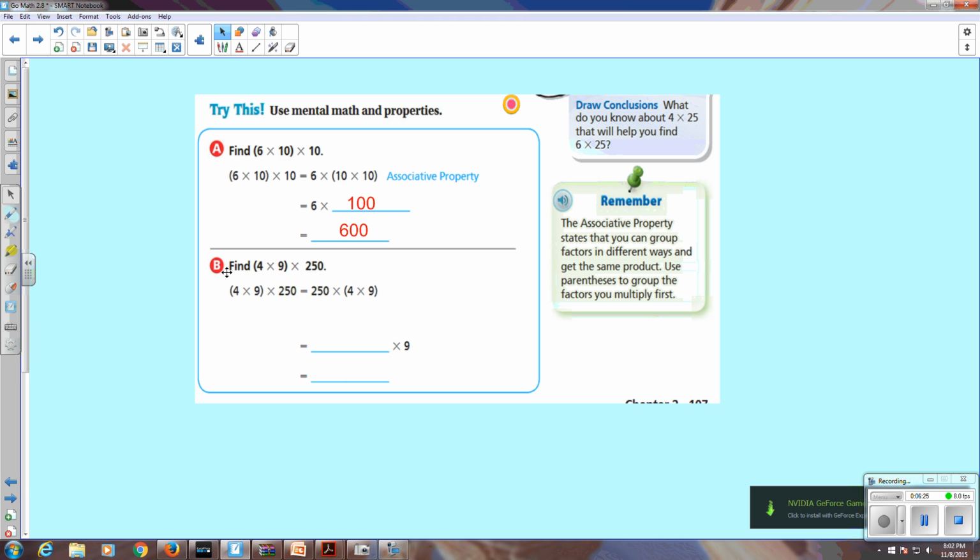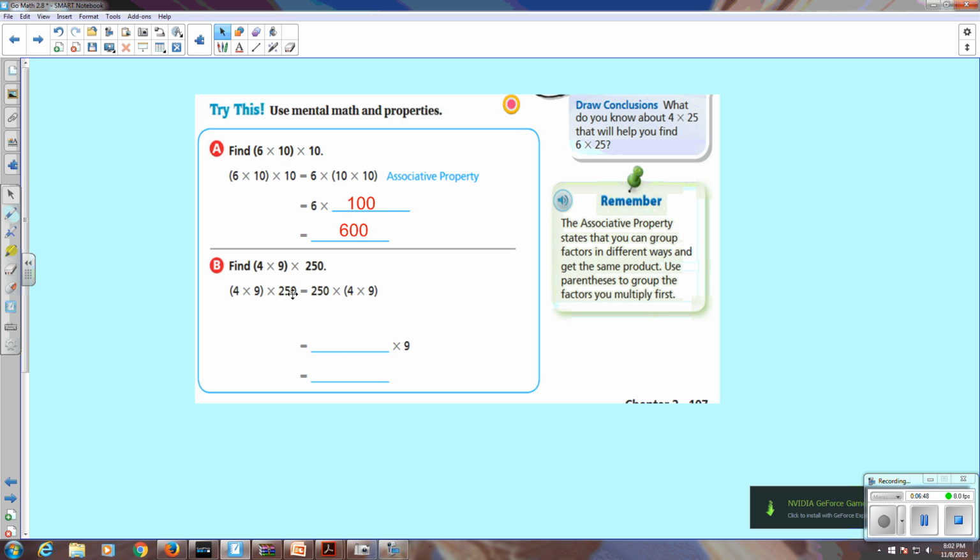Now, let's look at this one. This is asking me to find 4 groups of 9 times 250. Ooh, that's kind of tough. Because if I do it this way, whatever's in the parentheses, I have to solve first. So 4 groups of 9 would be 36, and 36 times 250. Wow, pretty tough.